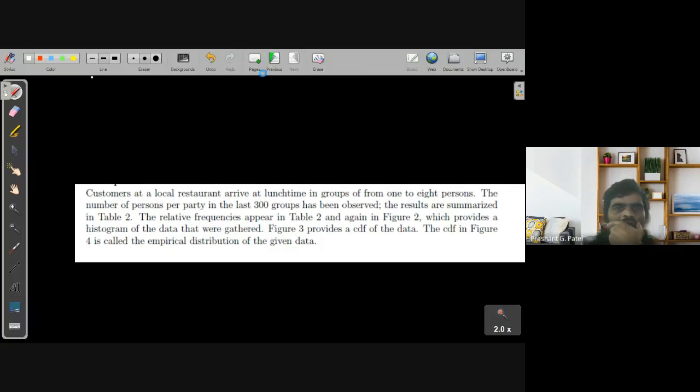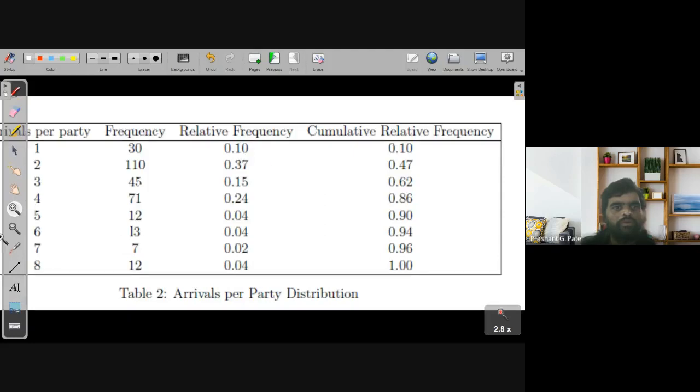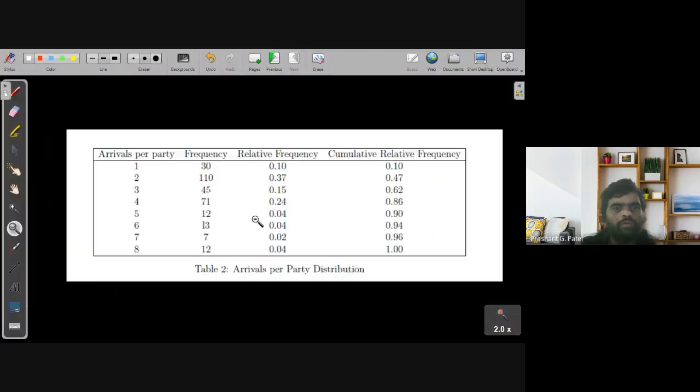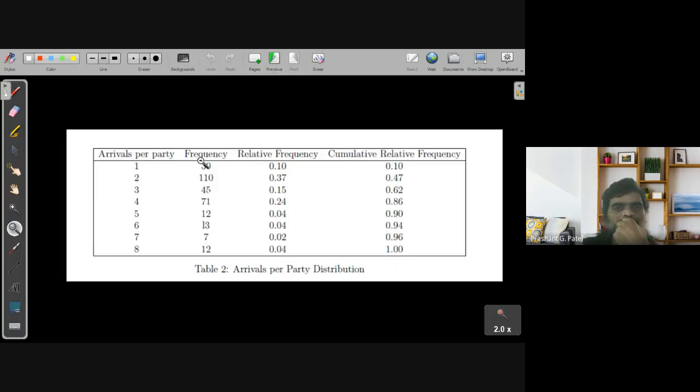So that is, we also can put it here. So this is the number of party arrivals. That means 8 groups have arrived, and a total of 300 groups has been observed, and the results are summarized in table 2. That is, this is the result. This is the frequency. In the first group there is 30, in the second it is this, so the frequency is there. This is the relative frequency.